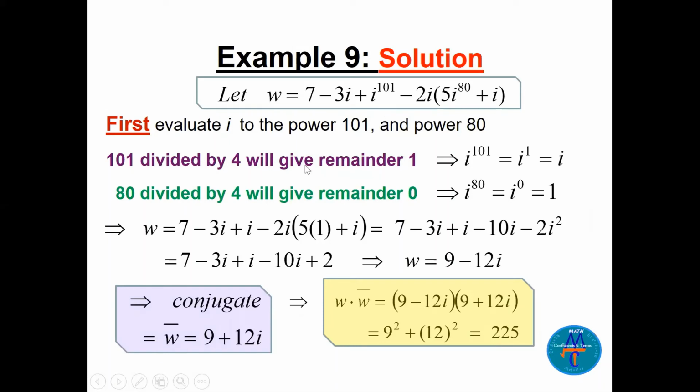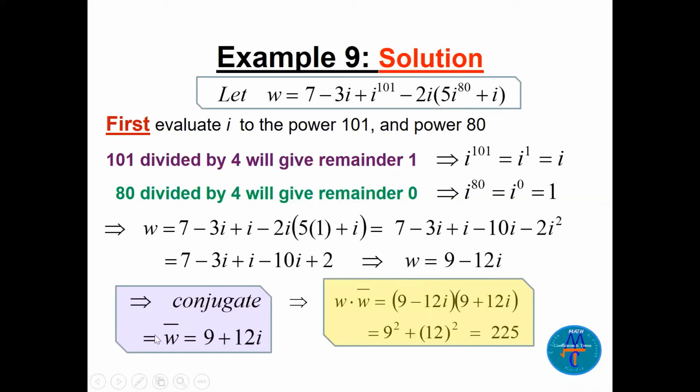101 divided by 4, the remainder is 1. So directly, i to the power 101, I write i. i to the power 80, divided by 4, the remainder is 0. i to the power 0 is 1. So instead of i to the power 80, I put 1. You see this 1 here? And this is the i there. Now I multiply here until I get W. You can check these numbers, please. 9 minus 12i. That's W now.